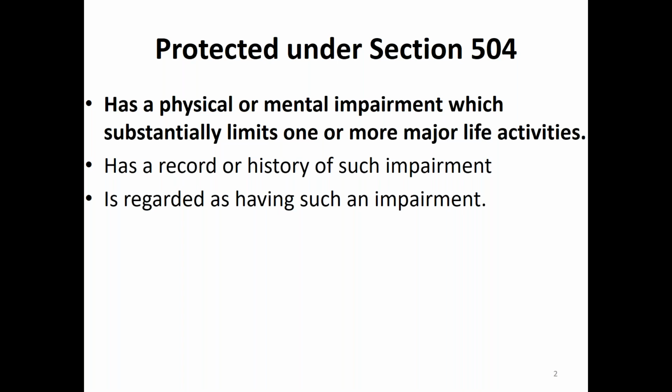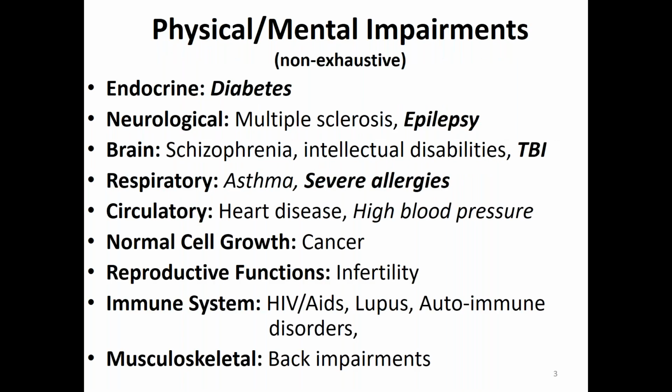The second protection is a person who has a record or a history of such impairment. This may be someone who has a condition that has since become dormant, but that person still receives disability discrimination protection under 504 and the ADA. And the third category is an individual who's regarded as having an impairment. So the person may or may not actually have the impairment, but if they're regarded or treated as such, they too have disability discrimination protection.